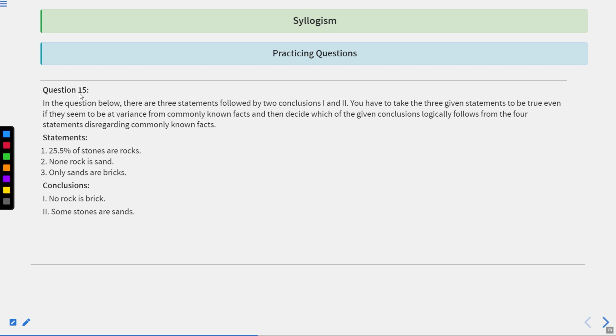The question is right in front of you, students. Please read the statements. Its first statement says 25.5% of stones are rocks. No rock is sand. Only sands are bricks. And then this is the conclusion. Now I will give you another 15 seconds to draw the Venn diagram, and then we will try to analyze whether the conclusion follows from the statements that have been provided. Your time starts now.